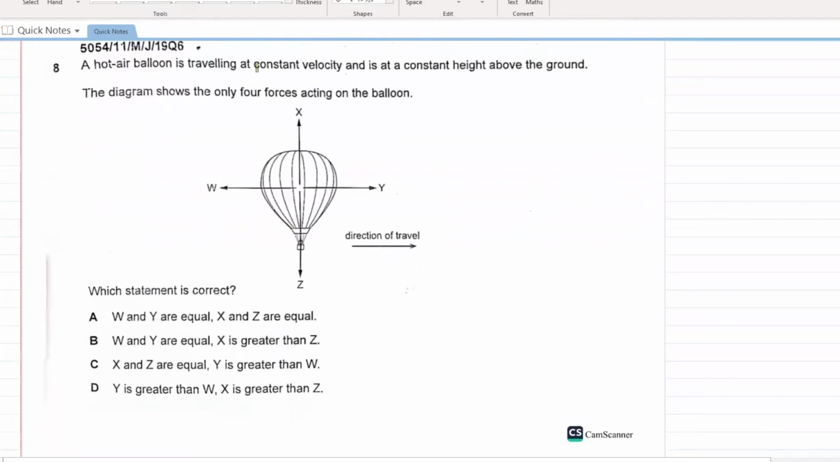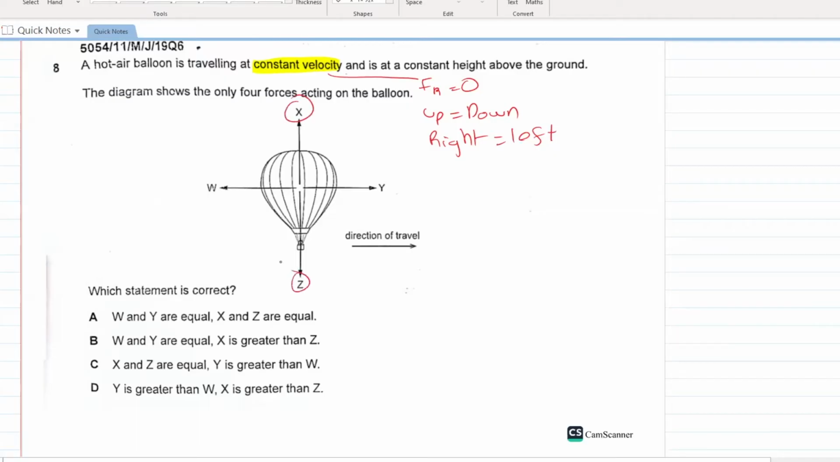A hot air balloon is traveling at constant velocity and is at a constant height above the ground. The diagram shows the only four forces acting on the balloon. Which statement is correct? It is moving at constant velocity, which means the resultant force will be equal to 0. That means the up forces will be equal to the down forces and the right forces will be equal to the left forces.